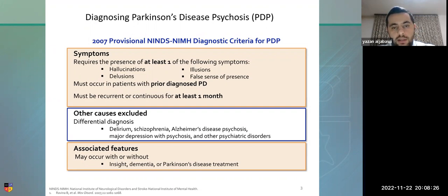So this is a diagram representing the Parkinson's disease psychosis diagnostic criteria. As we mentioned, we have to have at least one psychotic symptom: hallucinations, delusions, illusions, or false sense of presence. It must occur in the presence of a prior diagnosed Parkinson's disease, must be recurrent or continuous for at least 1 month, and we have to exclude other causes.